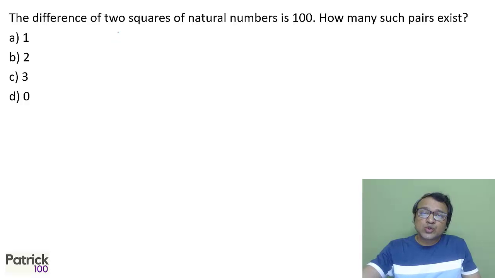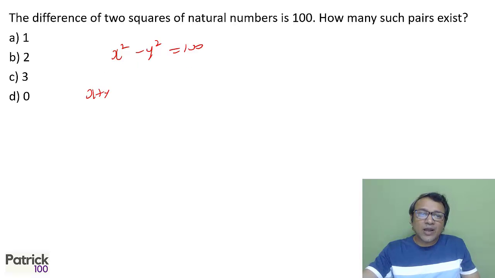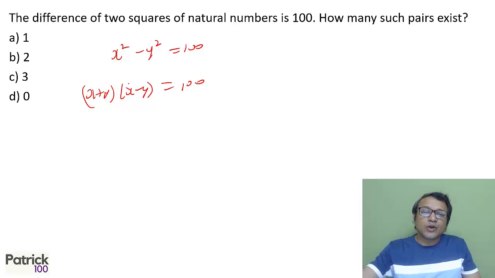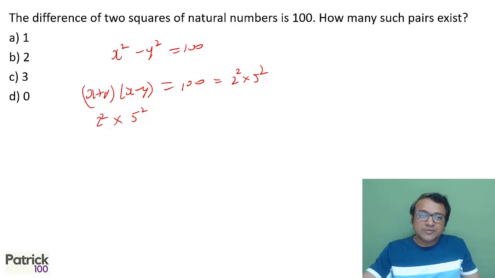Difference between two squares of natural numbers. So let's say x square minus y square equals 100. The moment you say x square minus y square, you can make out x plus y into x minus y. That means 100 is the product of two numbers. What is 100? 2 square into 5 square. So how can you break it up? You can break it up as 2 square 5 square on both sides. In which case y will be 0, not possible, because natural numbers, right? y will be 0, which is not possible.